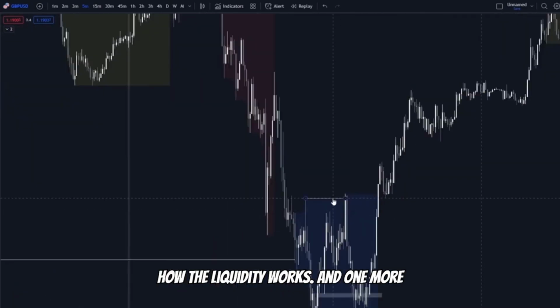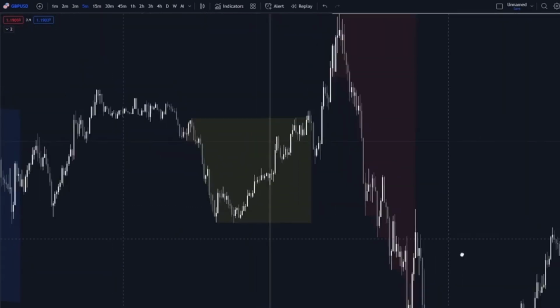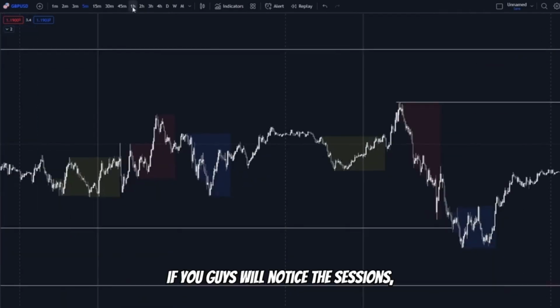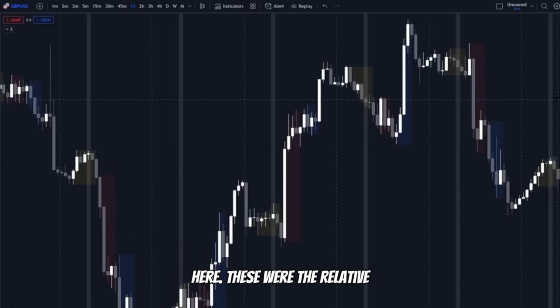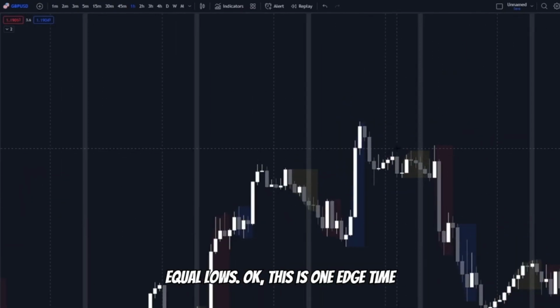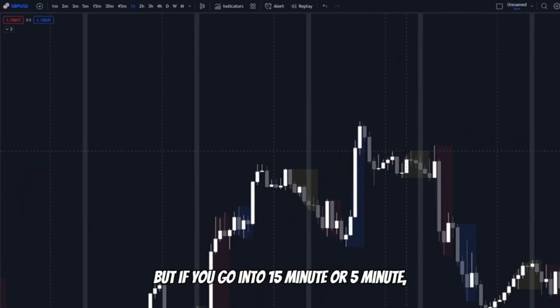So this is how the liquidity works. And one more thing, if you guys will notice the session highs and lows, okay? Like see over here, these were the relative equal lows, okay? This is 1h time frame, that's why it's looking so small. But if you go into 15-minute or 5-minute, the same thing will be higher, okay?